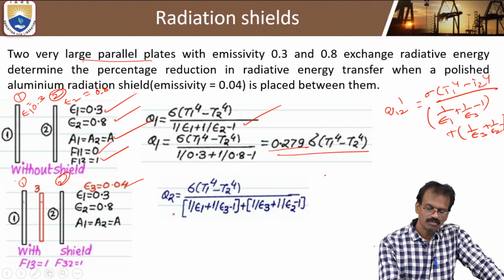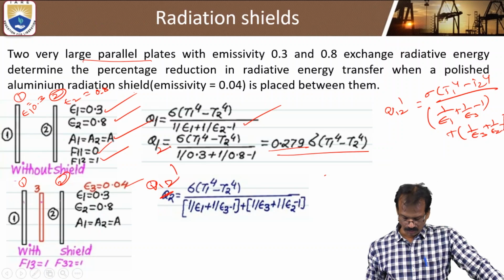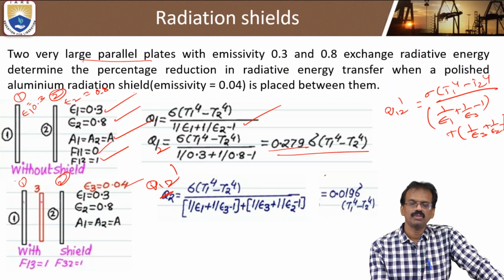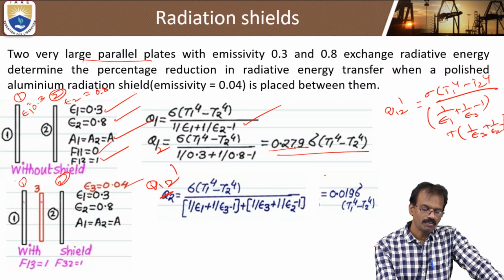We can write like this. This is the Q12 dash, and this is the Q12. So the value is equal to this one: 0.0196 into sigma. So here 0.279.